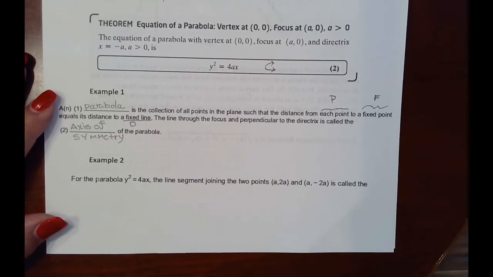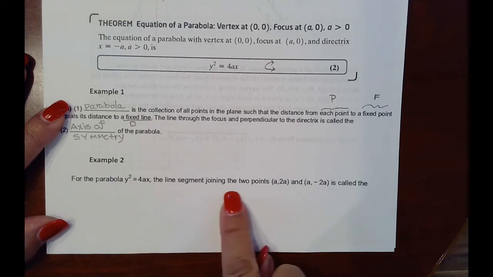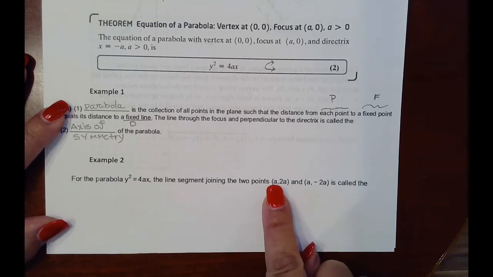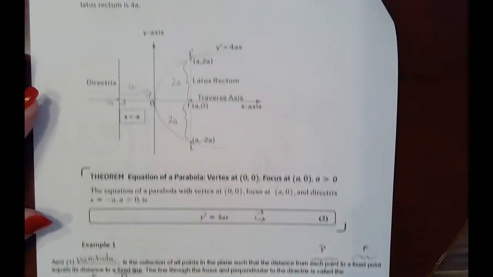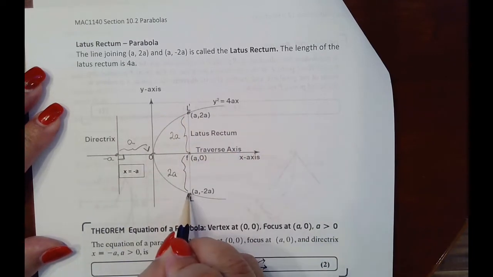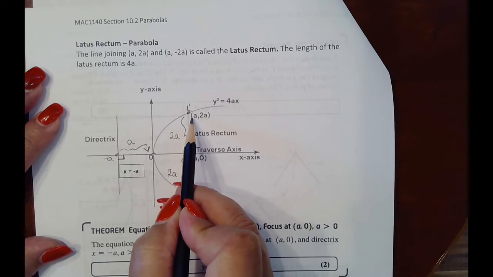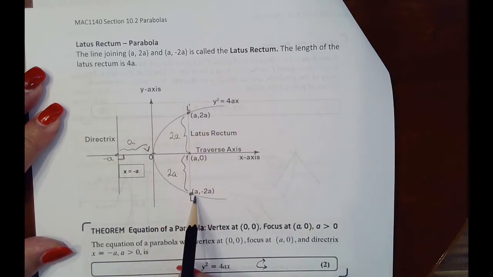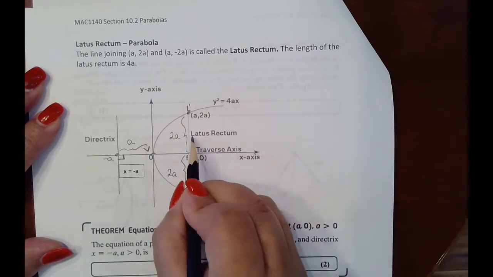Example 2, for the parabola y squared equals 4ax, the line segment joining the two points (a, 2a) and (a, negative 2a), and you can see that picture right here. This is one latus point, this is another latus point. The coordinates of one of the latus points will be (a, 2a), and the coordinates of this one are (a, negative 2a). And the line that joins these two points is called the latus rectum.